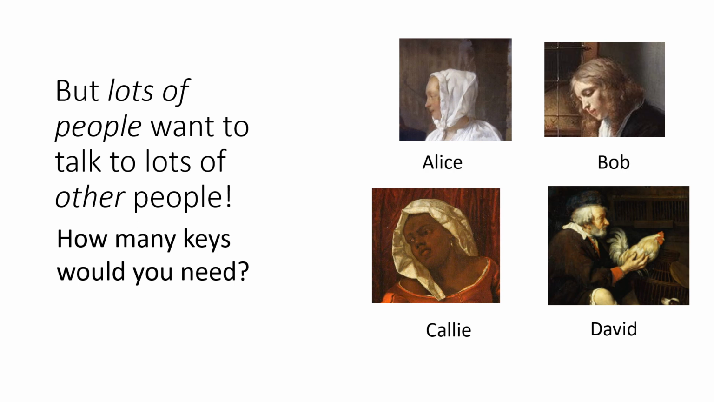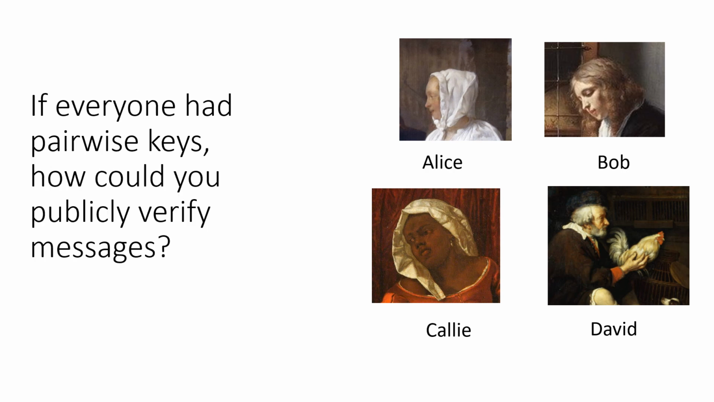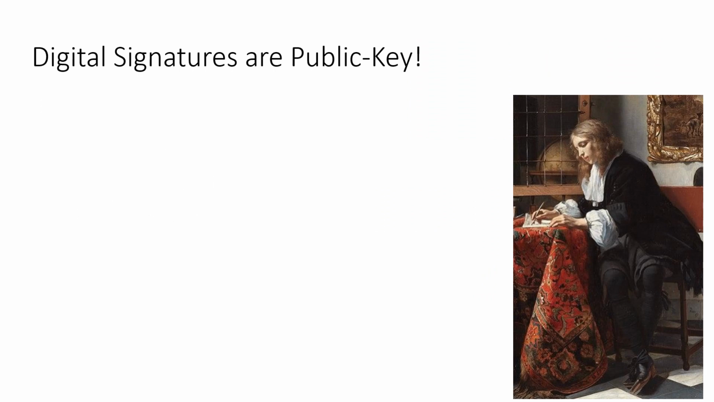And that's not the only issue. If everyone had pairwise keys, how could you publicly verify messages? Since Alice and Bob share a key, Alice can verify any messages from Bob, and Bob can verify any messages from Alice. But Callie and David, who don't have that key, won't be able to do anything with that information. They can see a tag and they can see a message, but they can't do anything with it. So, for the context of wanting this kind of public verification, we're going to have to go with digital signatures. Luckily for us, digital signatures are public key.